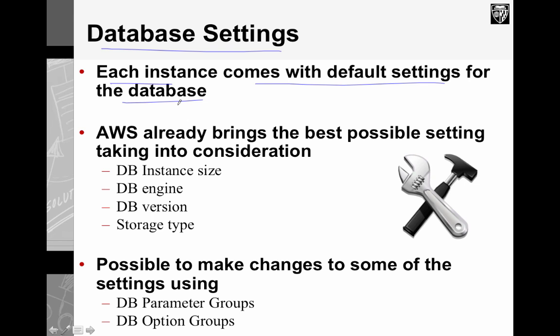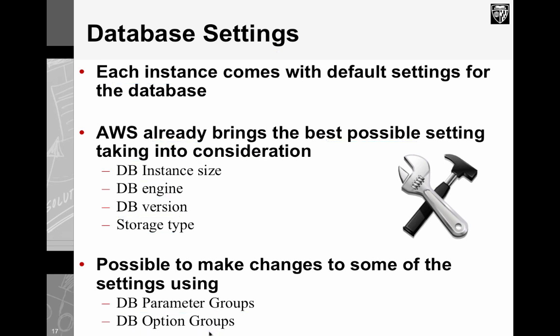Database settings. Each instance comes with the default settings for the database. Every database actually has settings, and these settings are already pre-configured by AWS. AWS has already set the best possible settings, taking into consideration the DB instance size, DB engine, DB version, and the storage type. But you may still want to tweak the settings of the database. And you can do that using two different techniques. One is the DB parameter groups and the other one is DB option groups.